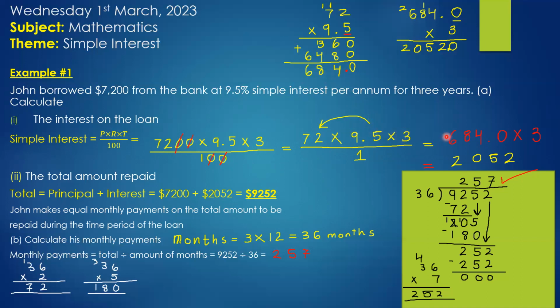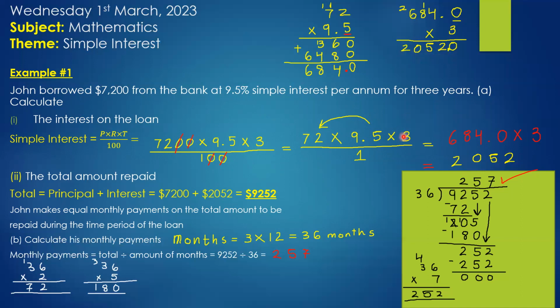684.0 times 3 gives us 2,052. Because of the point, so what the point is up top, Mr. Bazzi? That's still 2,052.